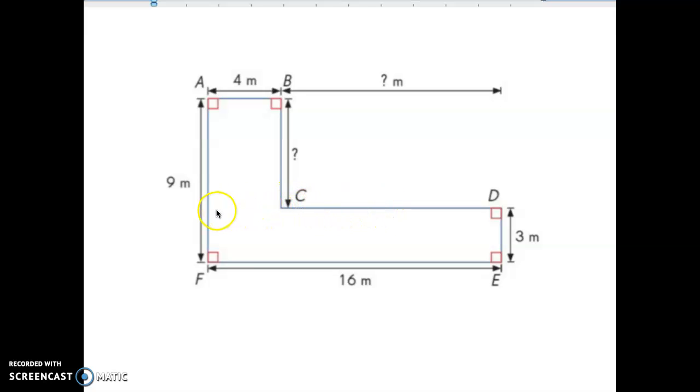Then we have this long rectangle here, which is 16 long times 3 meters high. So when we multiply 16 times 3, we get 48. And then when we add it to our 24, again, we get an area of 72 meters squared.